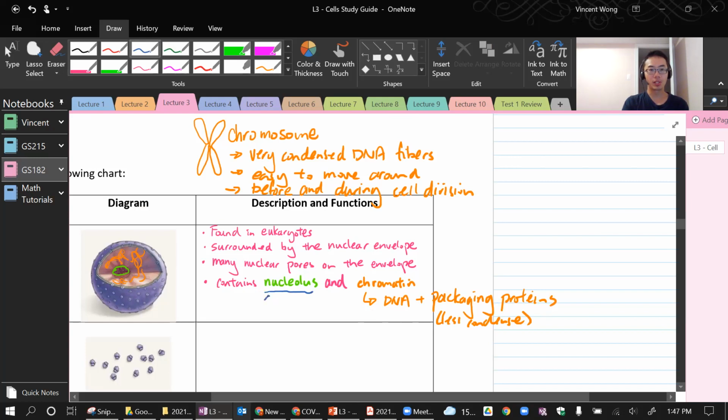Nucleolus. What does a nucleolus do? Nucleolus makes ribosome. When you finish making the ribosome, they will exit through the nuclear pores into the cytoplasm.